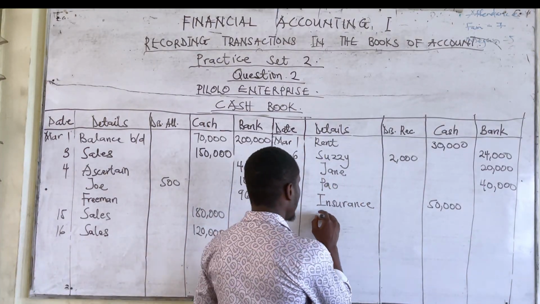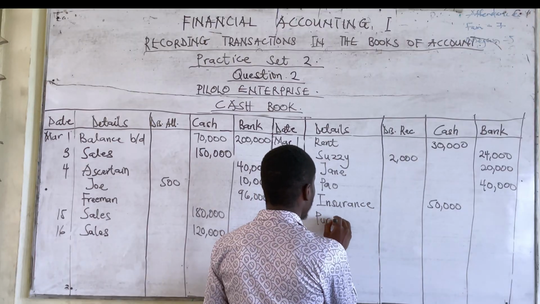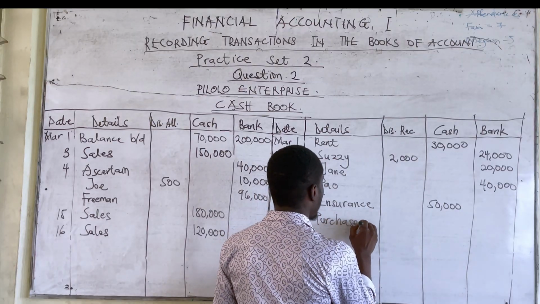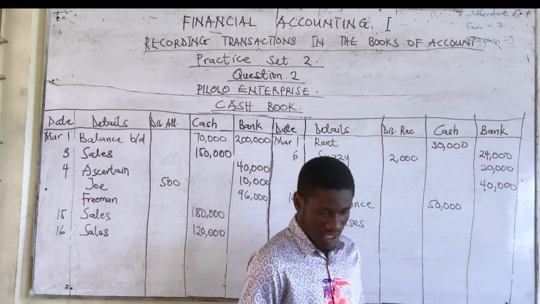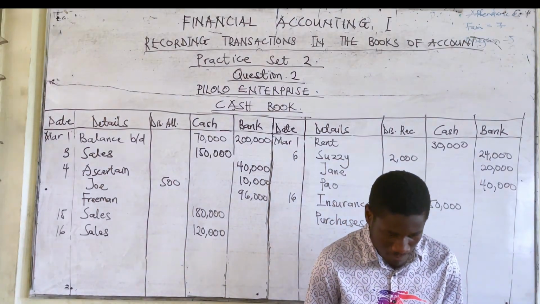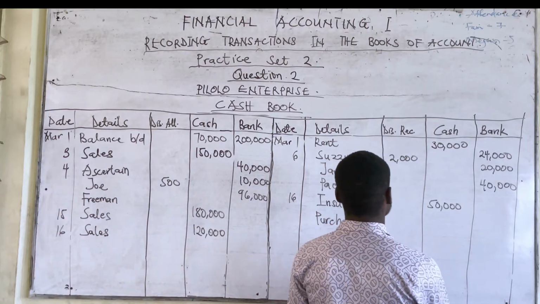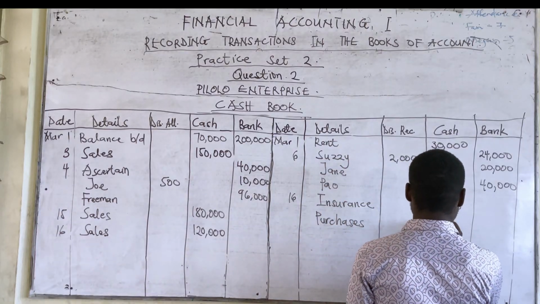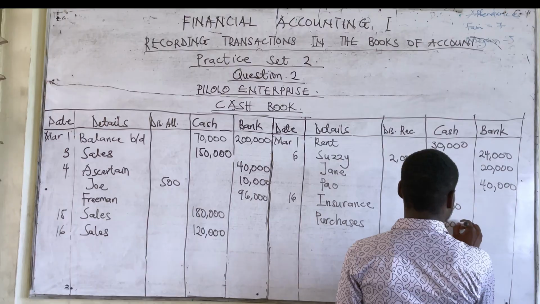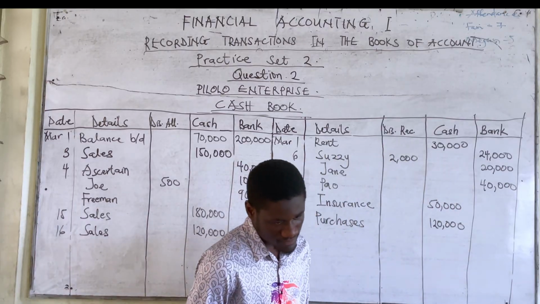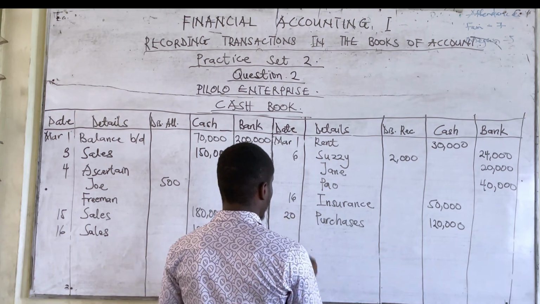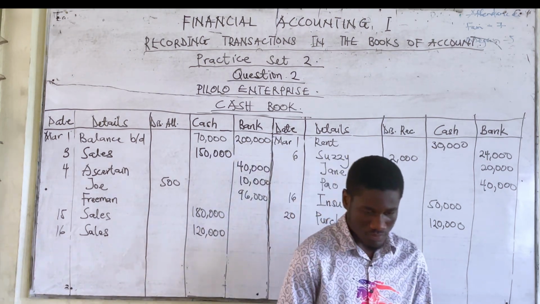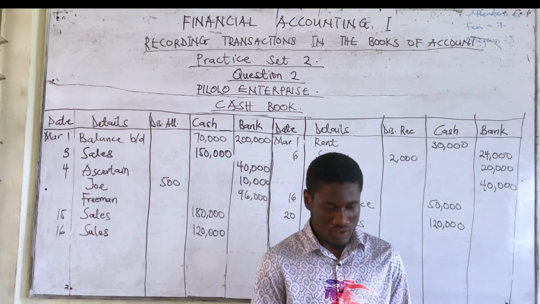So when we come here, we will record in the cash column in the name of purchases. Okay? And the amount here is 120,000. The date is 20th. Good. Now we move to the next one, 25th.